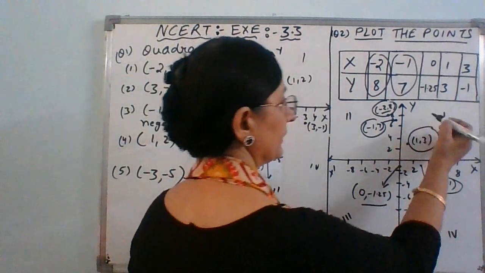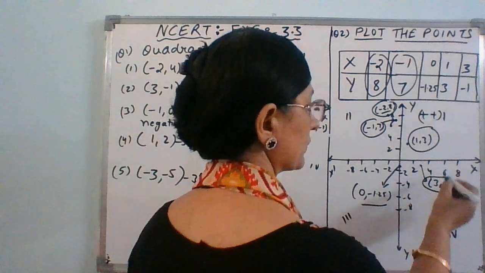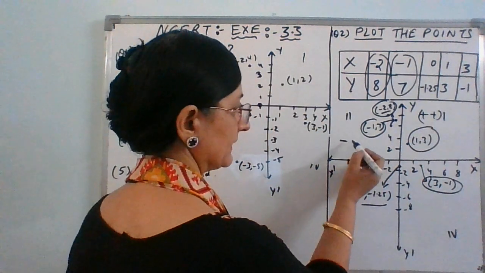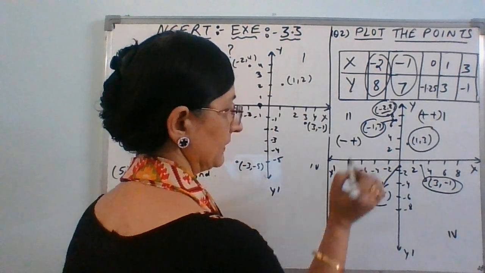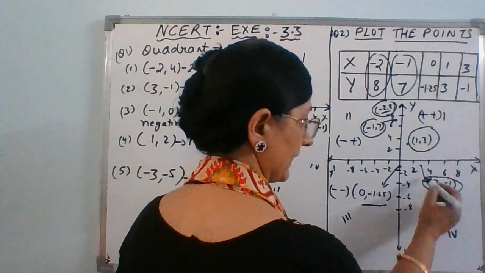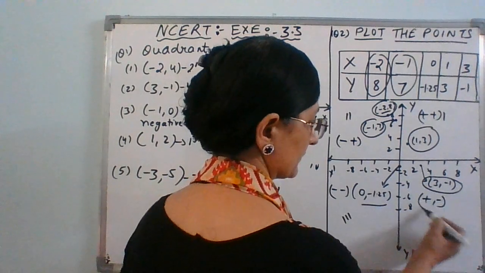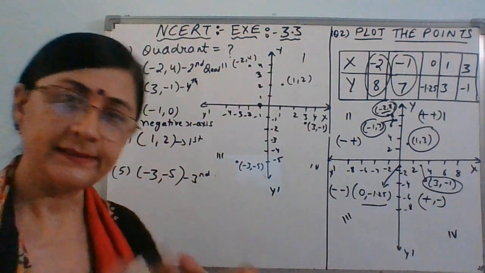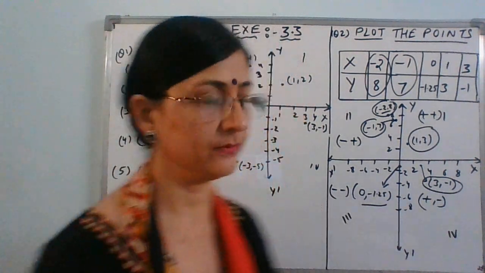So in the first quadrant, both the values are positive, x and y. Here x is negative, y is positive. Here both are negative, minus minus. Here x is positive and y is negative. So whenever you see the points, directly without plotting also you can tell in which quadrant they lie.